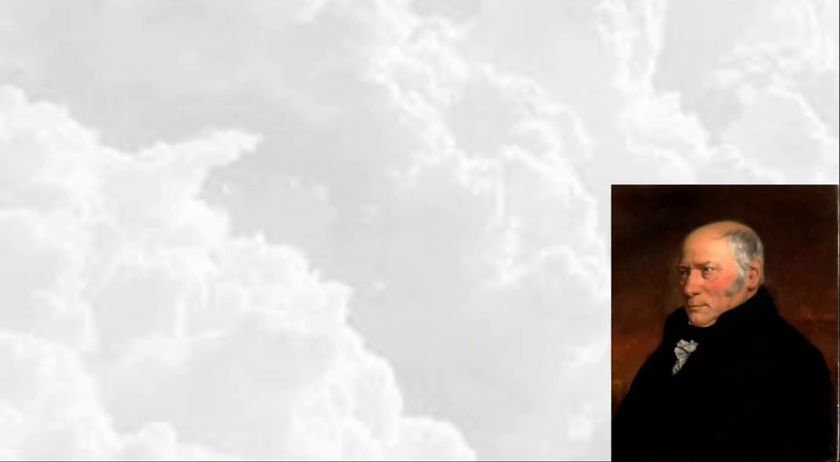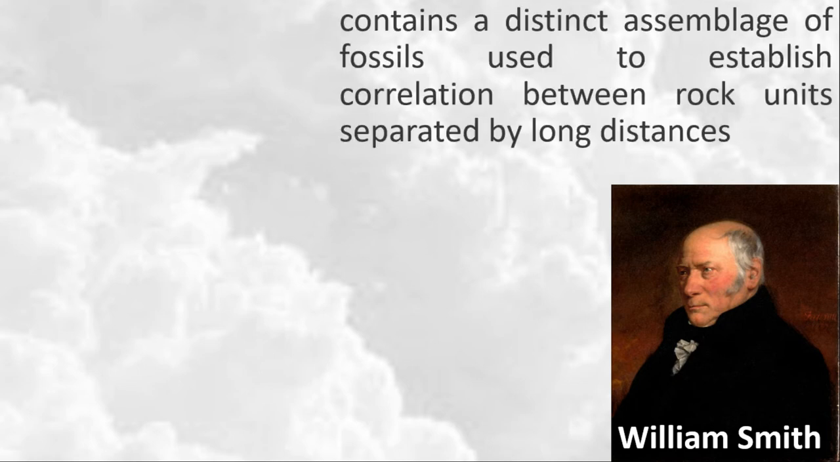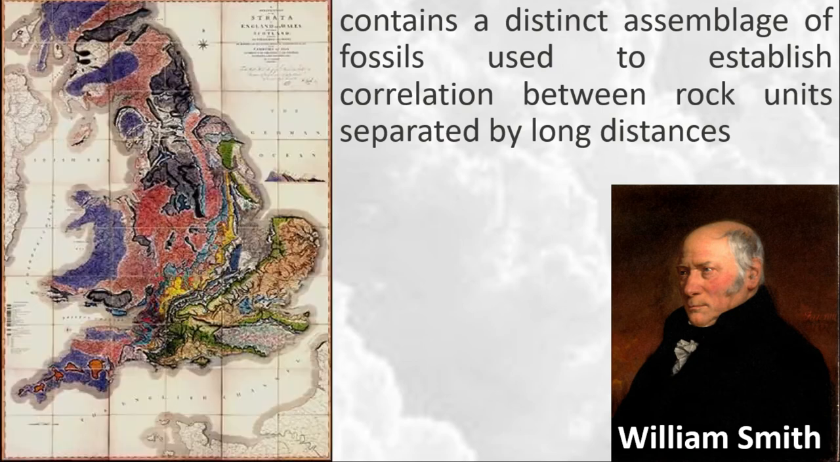Fossils are also useful in determining relative ages of rocks. While working in a coal mine, William Strata Smith observed that each layer or strata of sedimentary rock contains a distinct assemblage of fossils, which can be used to establish equivalence between rock units separated by long distances. Moreover, he observed that these fossils succeed each other vertically in a definite order.